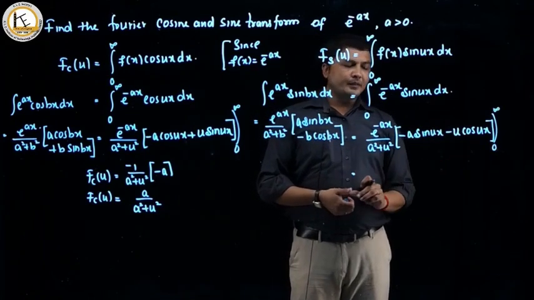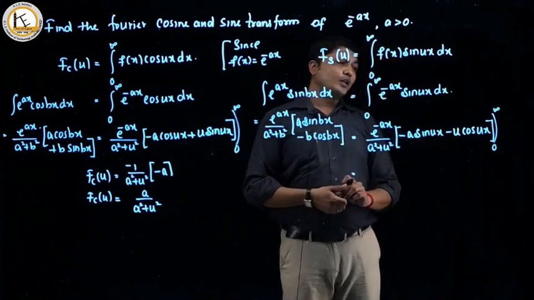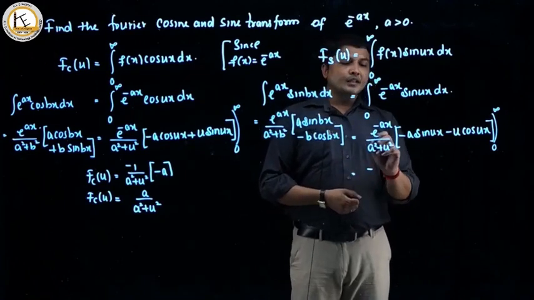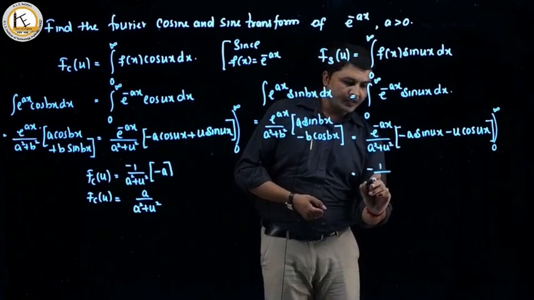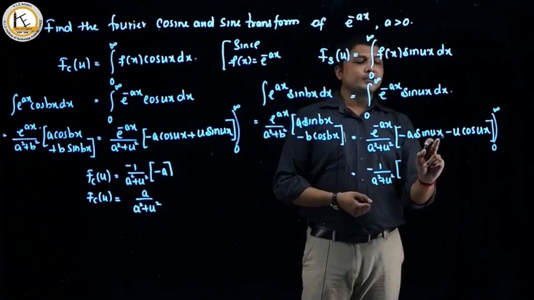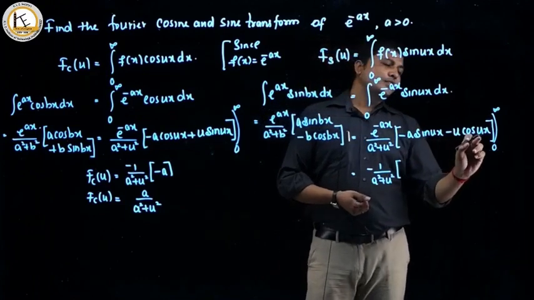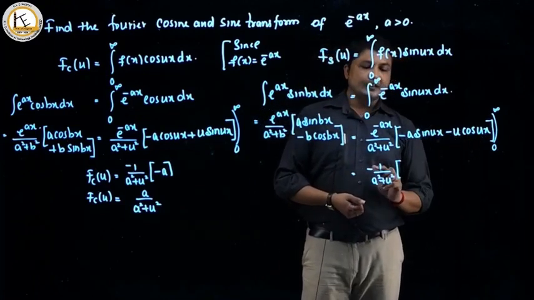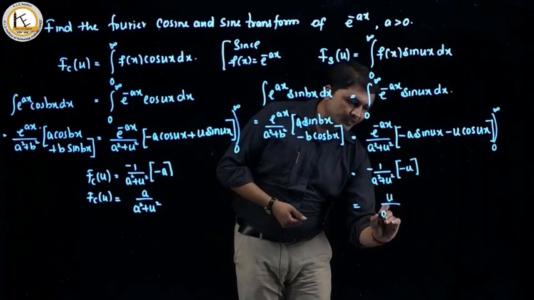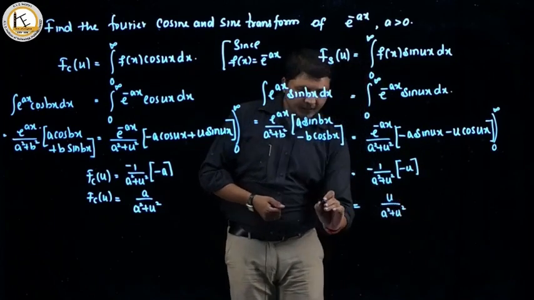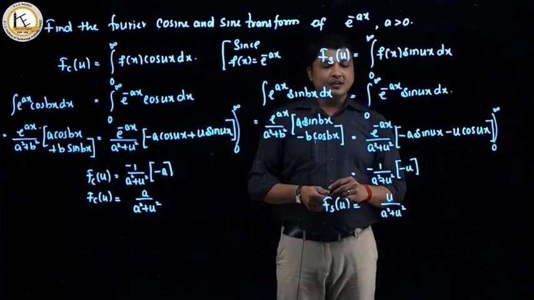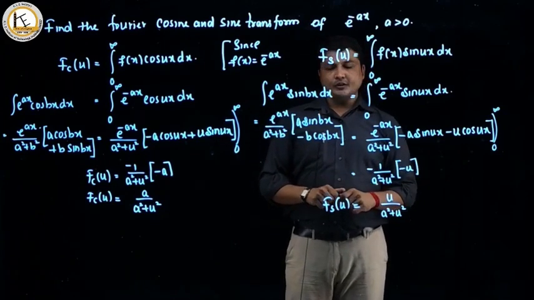Now applying the lower limit 0, and while applying the lower limit we need to take a minus sign. So first we put a minus sign, then e raised to 0 will be 1 divided by (a square plus u square) here. Inside the bracket sine 0 will be 0, so 0 into anything will be 0, and cos 0 will be 1, and since we are having a minus u, here we have minus u, and the final answer will be u divided by (a square plus u square). So this is the sine transform of the given function f of x, and hence the solution.